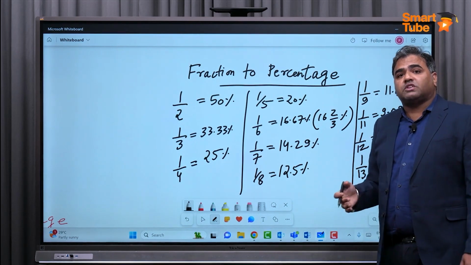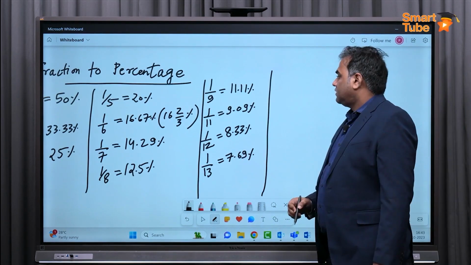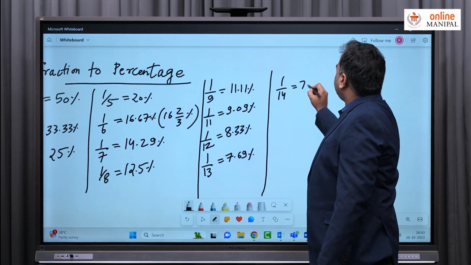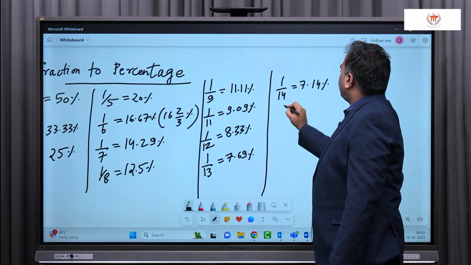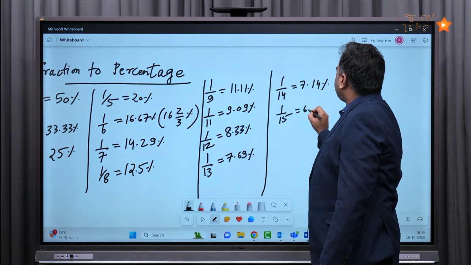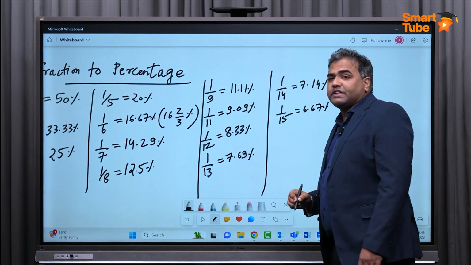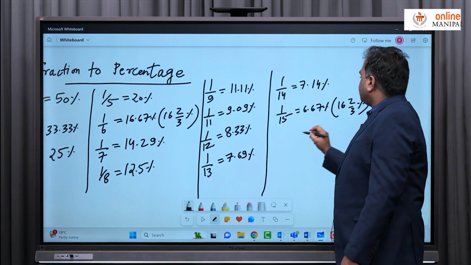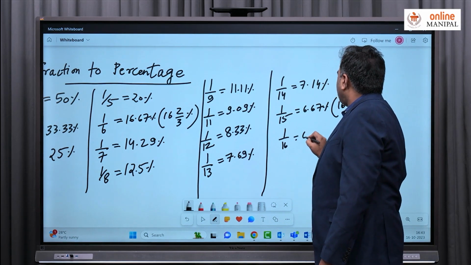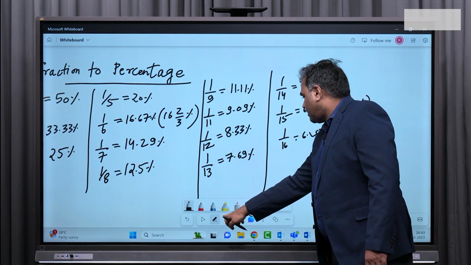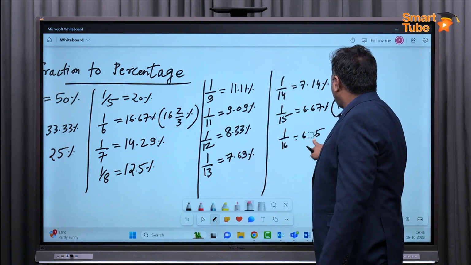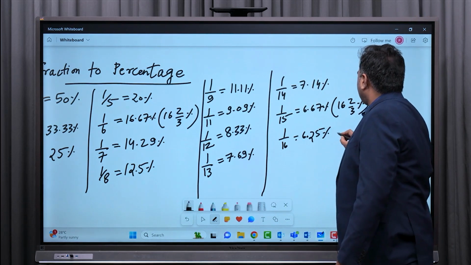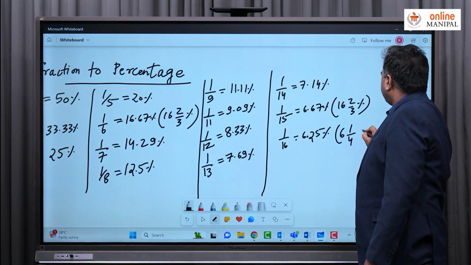The more you know the values, the easier calculation will become for you. So you know the values till 1 by 13. Now 1 by 14 is 7.14%. Okay, 1 by 15, this is 6.67%, or you can write it as 16 2 by 3%. Similarly, 1 by 16, what is the value? Value is 6.25%. You can do it by yourself also. You can write this as 6 1 by 4%.